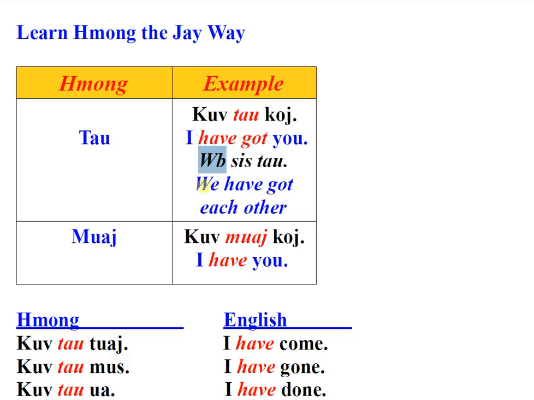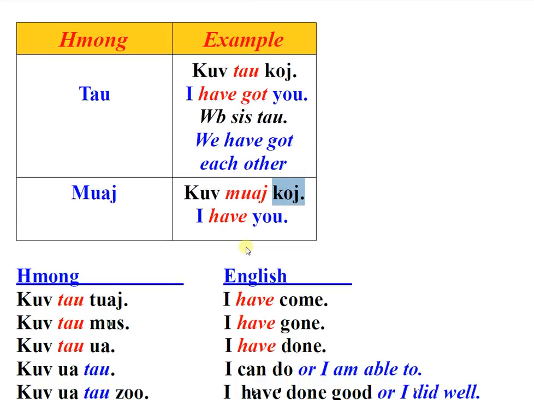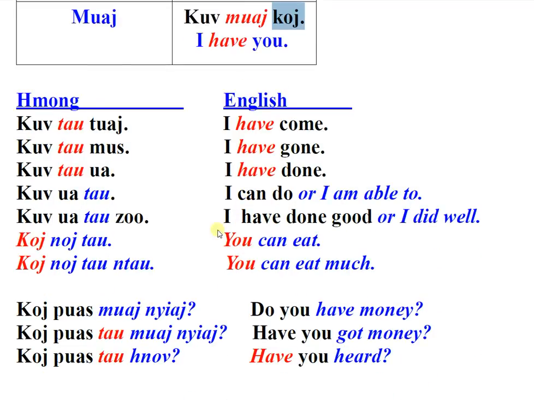U means us two, two persons, that is. Mua means have. Gu Mua Go. Gu Mua Go means I have you. Let's take a look at more examples down here. Hmong here, English over here.